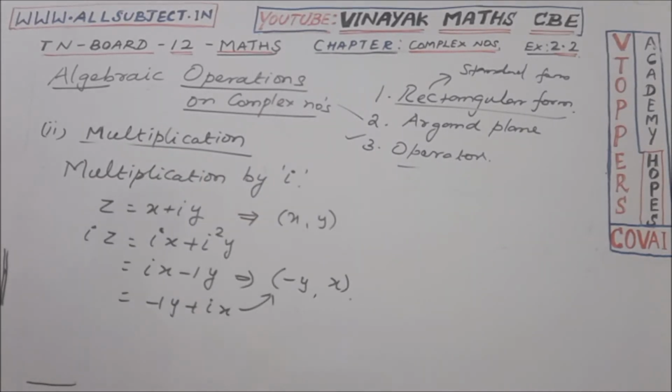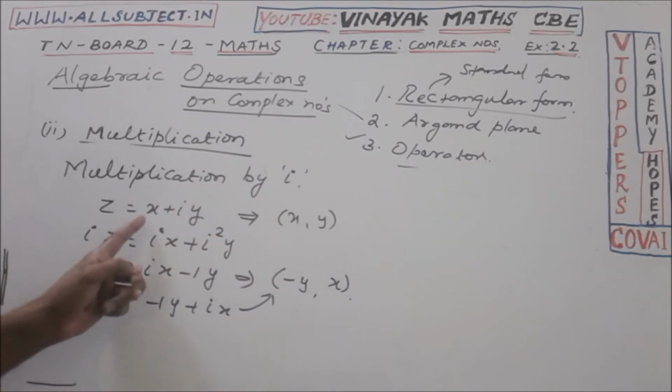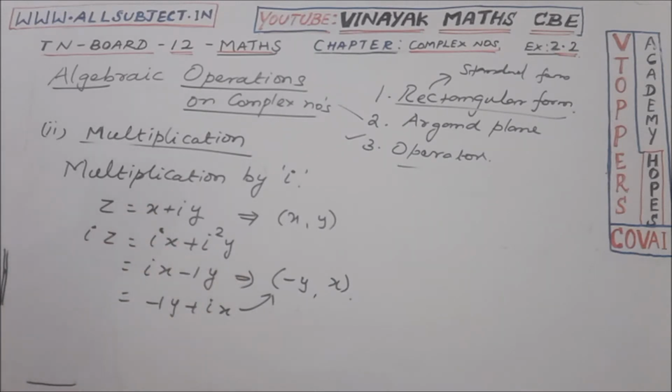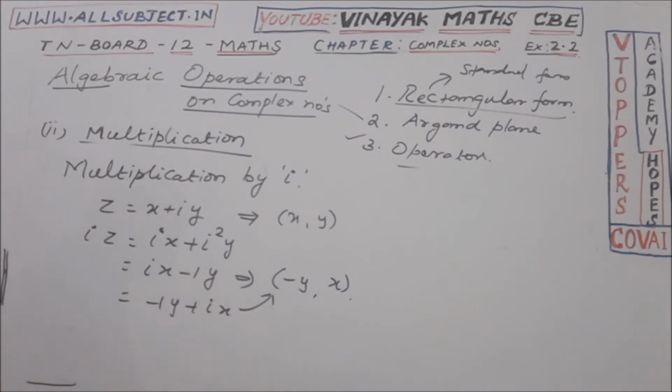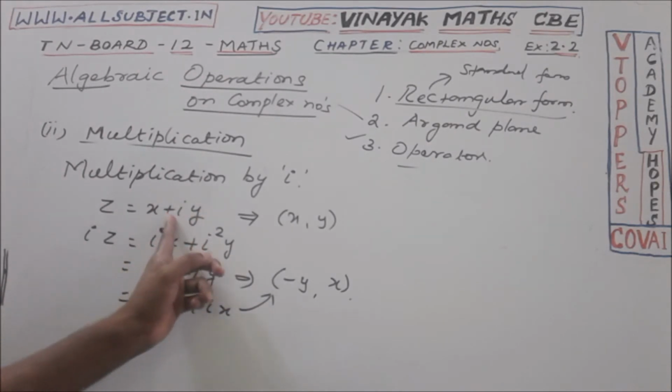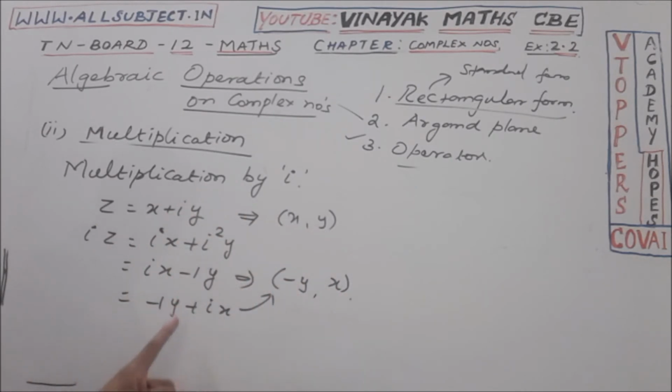Now, multiplying a complex number by i. What will happen when we multiply a complex number by i? Let z equal to x plus iy. Multiply it by i, we will get ix plus i square y. i square is turned as -1. So ix minus 1y. In the rectangular form, this is the real part, this one is the imaginary part. So changing its place, -y plus ix. Now this is a representation of the point (x, y). Its representation by a point is (-y, x).